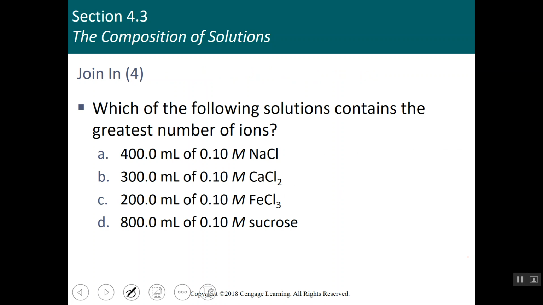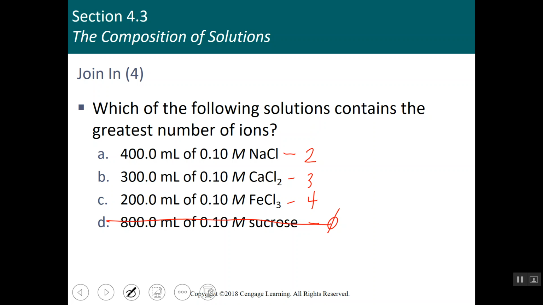Which one of these has the greatest number of ions? Notice they're all 0.1 molar, but they have different volumes. So let's figure out first how many ions this is going to make. This one's going to make 2, this one's going to make 3, that one's going to make 4, and this one is going to make 0 ions, because sucrose does not break down into ions. So this one is definitely out.